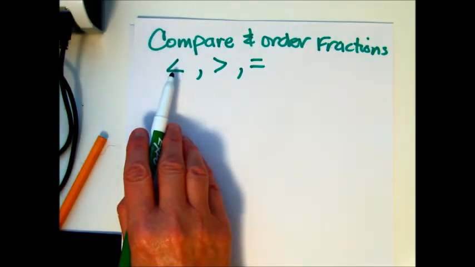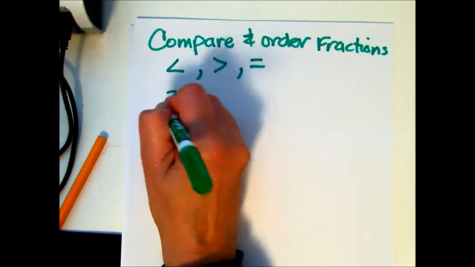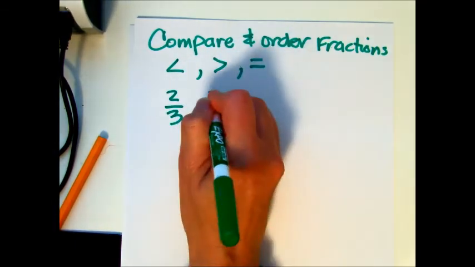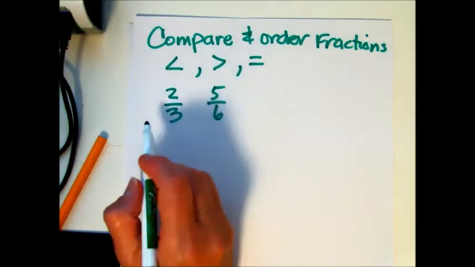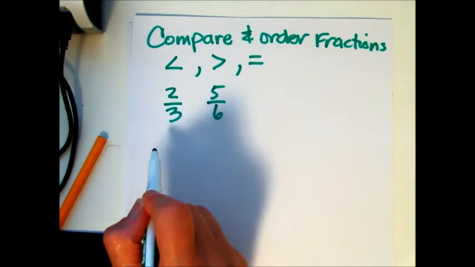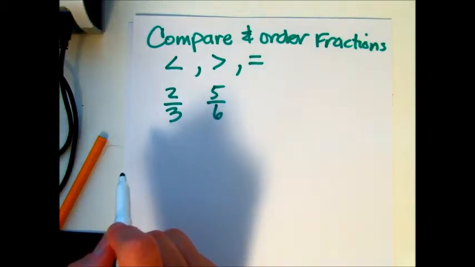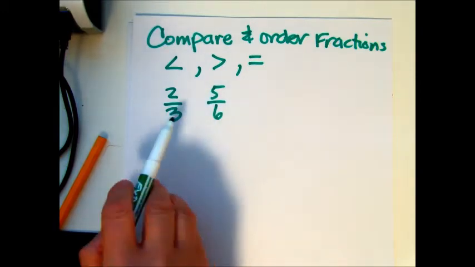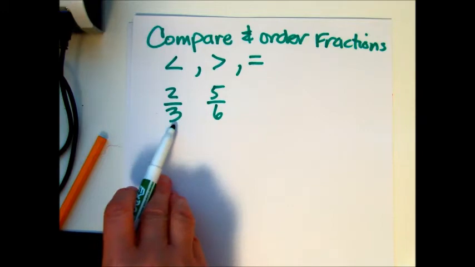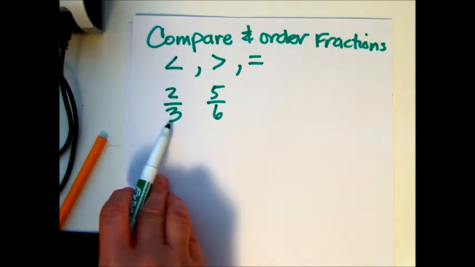So for a fraction, let's say we have 2/3, and we're comparing that to 5/6. And we want to know, is 2/3 less than 5/6, greater than 5/6, or equal to 5/6? All right, so now if you're not really sure and you don't want to have to draw pictures for every single problem, what you could do is take these denominators and find a common denominator.